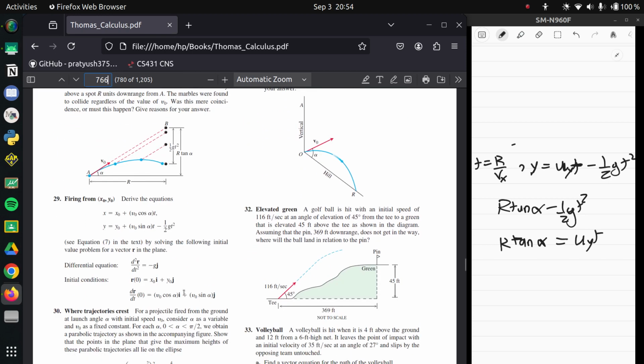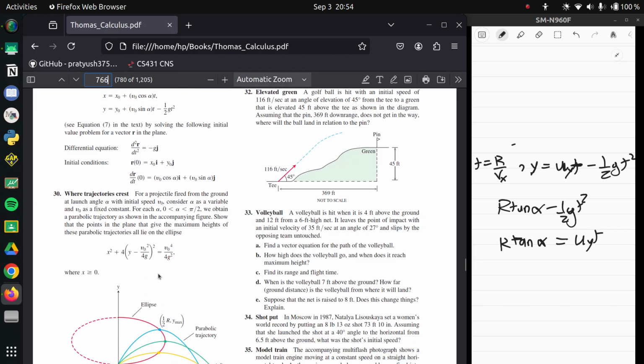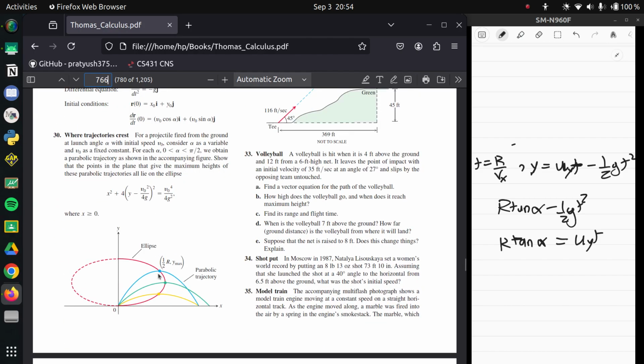Finding from x naught y naught, derive the equation. What? Seriously? No, I'm not gonna do that. Where the trajectory is a crest. For a projectile fired from the ground at launch angle alpha with an initial velocity v naught, for each alpha you obtain a parabolic trajectory. Okay, fine, the usual parabolic trajectory. Show that the points in the plane that give the maximum heights of these parabolic trajectories all lie on the ellipse.